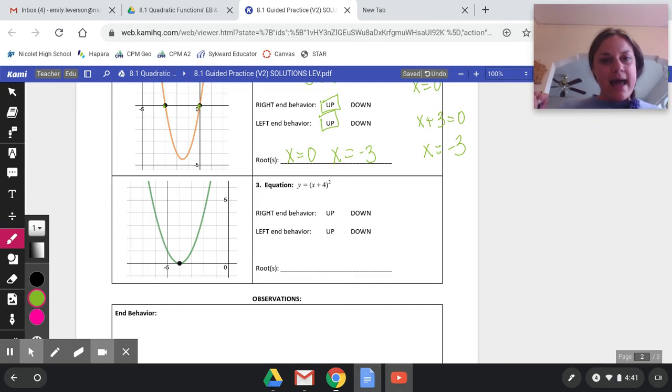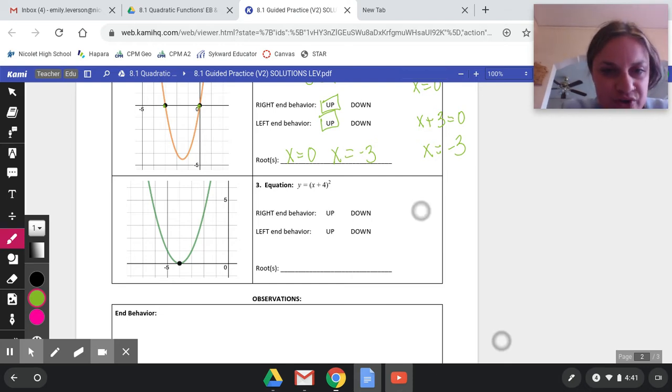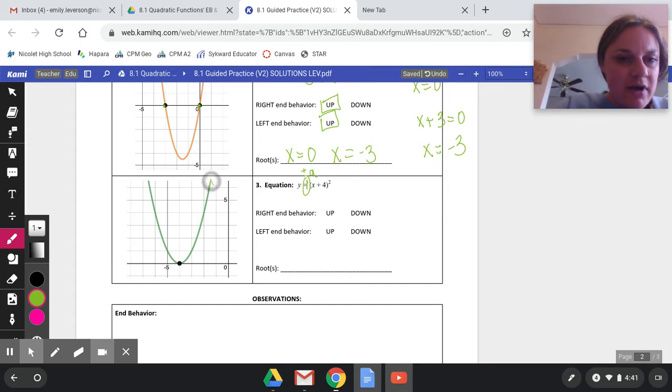All right, next one, problem number 3. So if I look at this, I don't actually have something written out front. So if I don't have anything written out front, I can just assume I'm multiplying, it's got to be a 1. So there's an imaginary 1 written in there. And if I look at that, 1 is positive, so it's a positive A value. So I know that the right side of my graph is going up and the left side is going up.